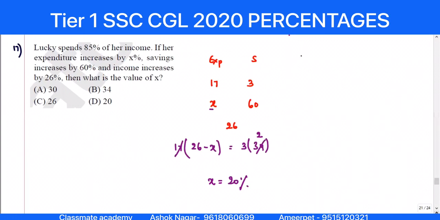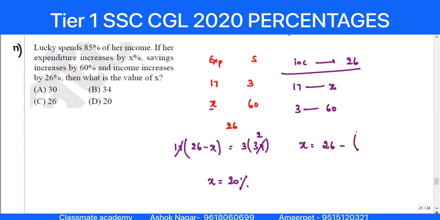Same thing if I do it vertically. Income first you take it. Increases by how much? 26. Expenditure 17 parts increases by X. 3 parts increases by 60. So your value of X is 26 minus. Deviation is how much? Deviation is 34 into 3. Positive deviation only. So therefore 34 into 3 divided by the number of members in the group. Same thing, I'm taking it vertically. 26 minus 6 is 20.